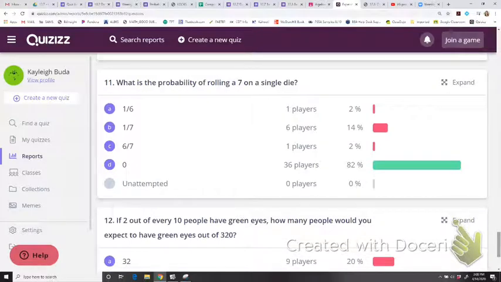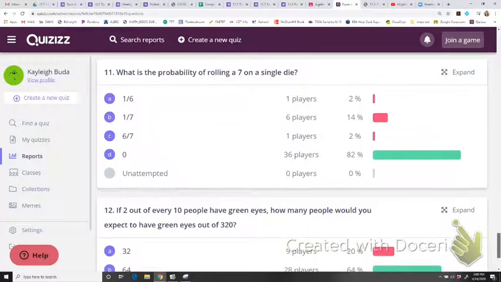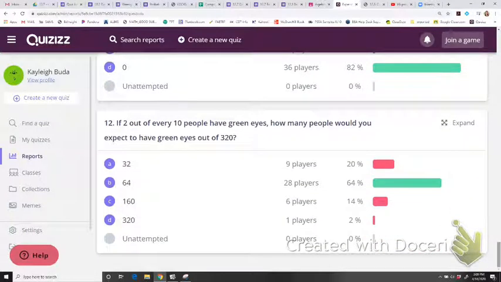11, most of you understood there's not a 7 when you roll the dice, so that has 0 chance of happening. And the last one, number 12, if 2 out of 10 people have green eyes, how many would you expect to have green eyes out of 320? So 2 out of every 10 people have green, which is the same as 1 person out of every 5. So you could take 320 divided by 5 and get 64.